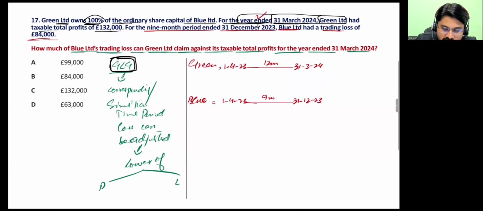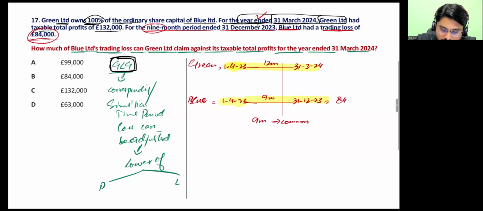Both the companies' starting date is 1st April 23, but this company is preparing accounts for a 12 months time period. The other company is preparing accounts for a 9 months time period. So the common month for both the companies is 9 months. So we have found that 9 months is a common time period. And for 9 months, this company has a loss of 84,000.